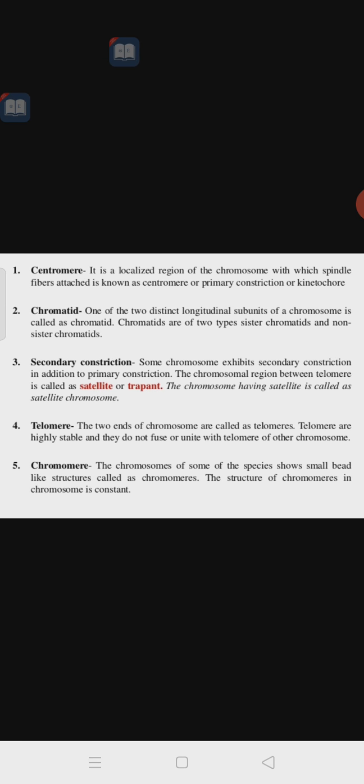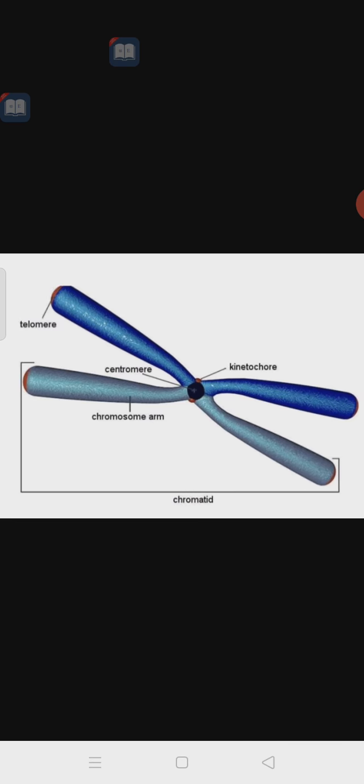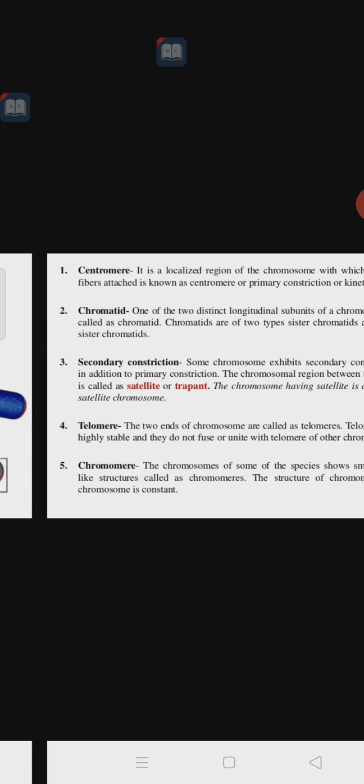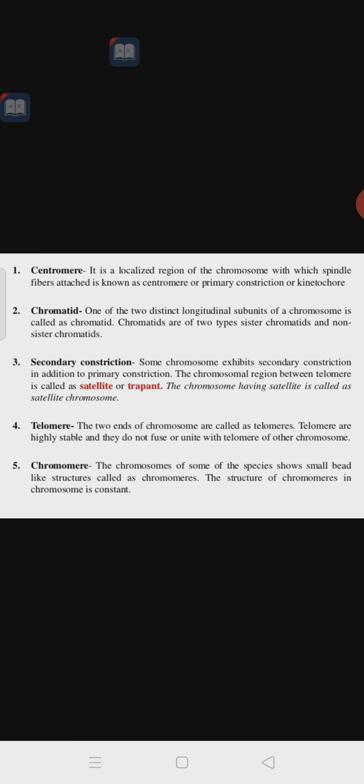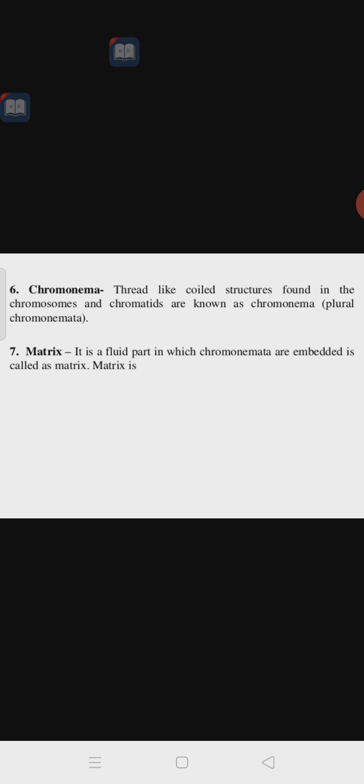Chromomere. The chromosomes of some species show small bead-like structures called chromomeres. Here some bead-like structures are present within the chromosome that we call chromomeres. The structure of chromomeres in a chromosome is constant. Those are made up of proteins.